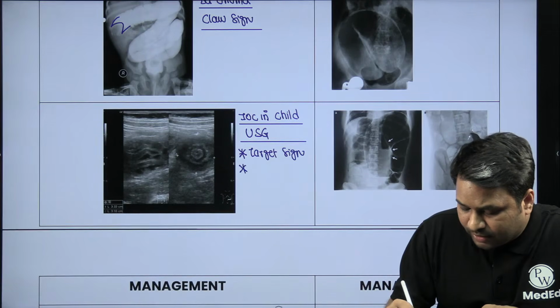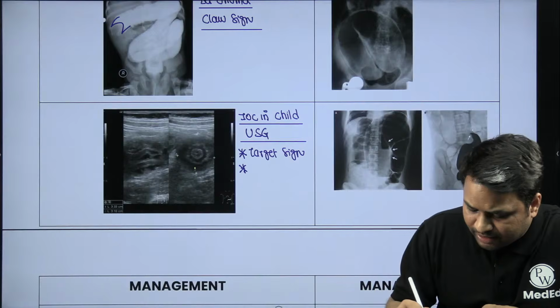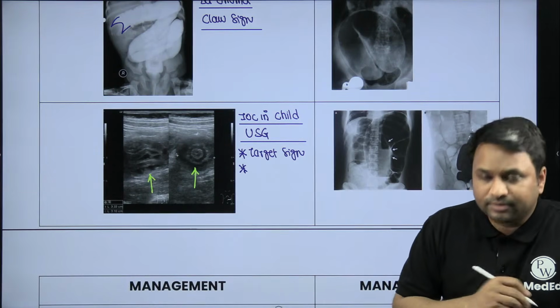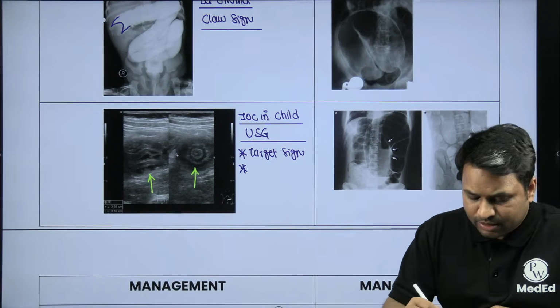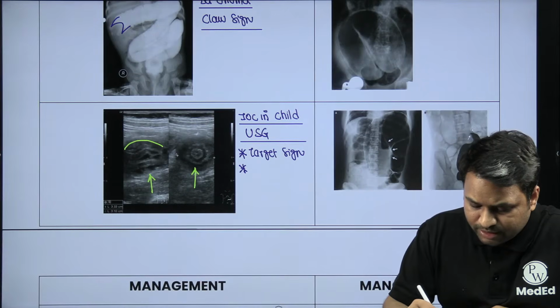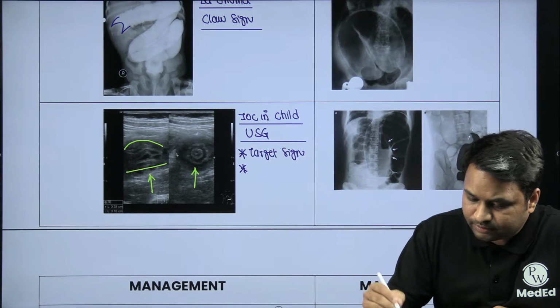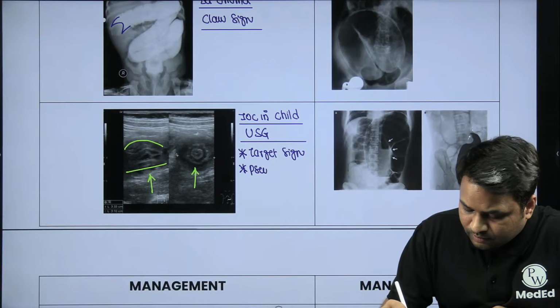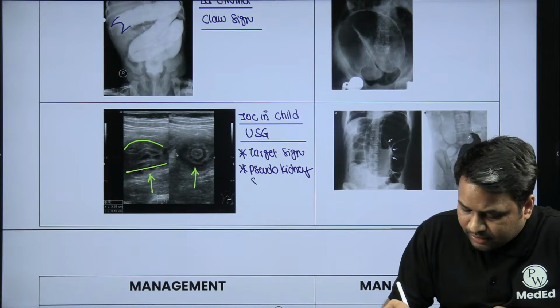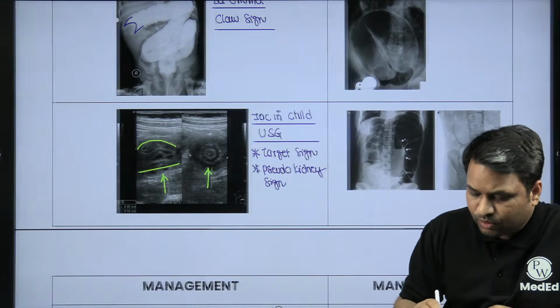And what is the second one? You can see, this is your target sign. So this everybody can recognize, no problem. The other one that you can see is a linear projection. This is your pseudo kidney sign.